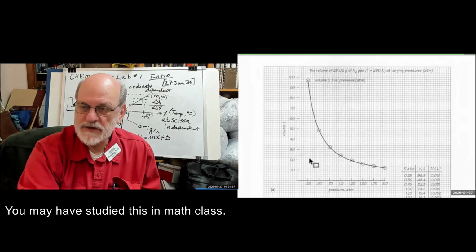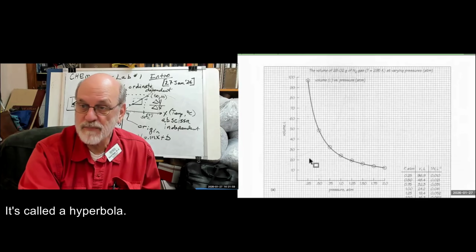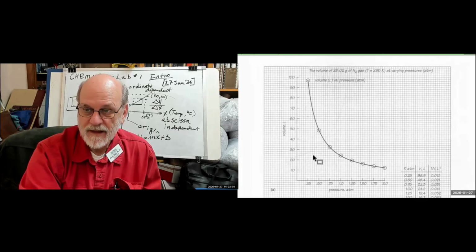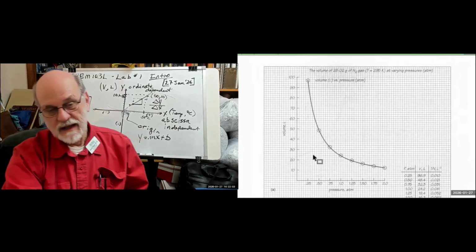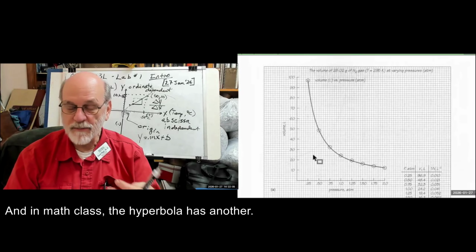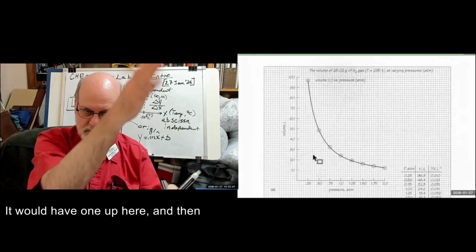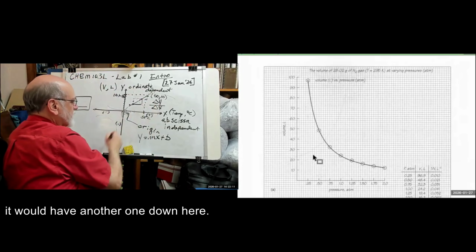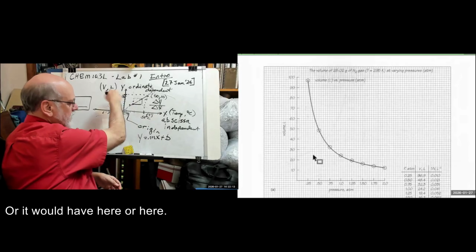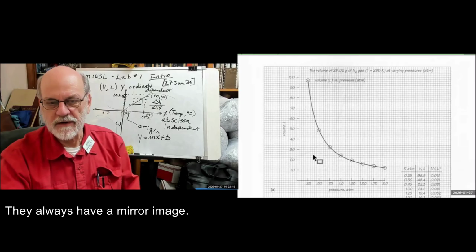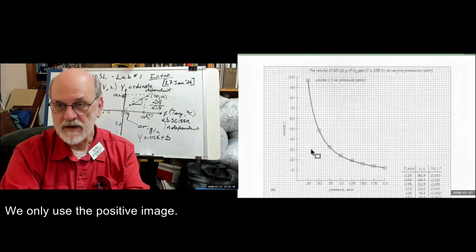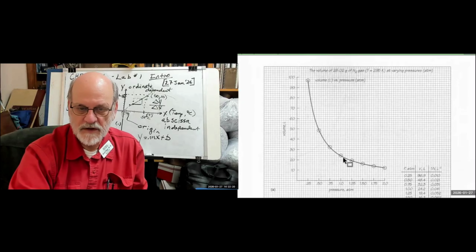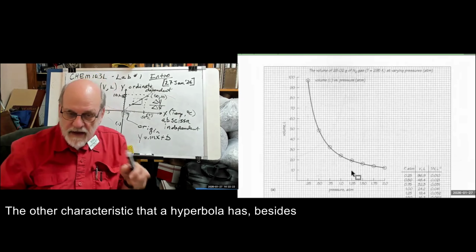This is a special curve. You may have studied this in math class. It's called a hyperbola, right? The hyperbola, and in math class, the hyperbola has another. It would have one up here, and then it would have another one down here, or it would have here or here. They always have a mirror image. We only use the positive image. So this is our hyperbola.